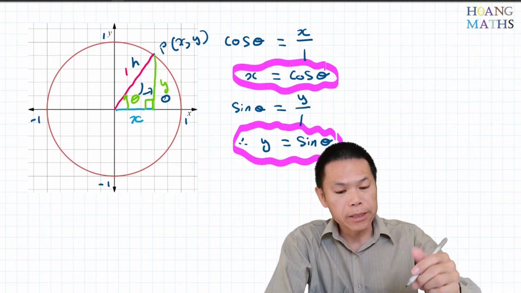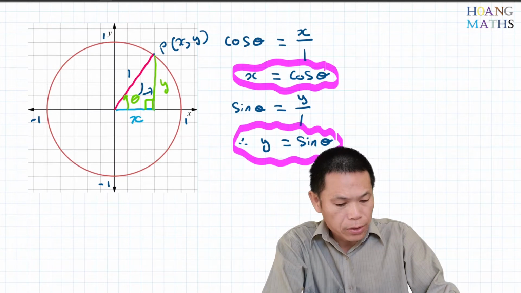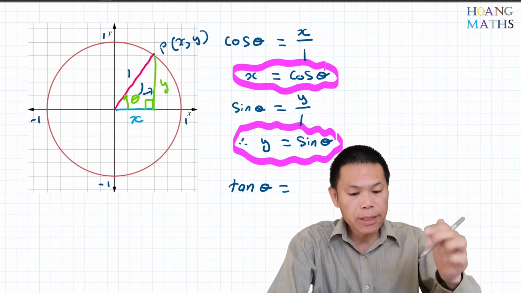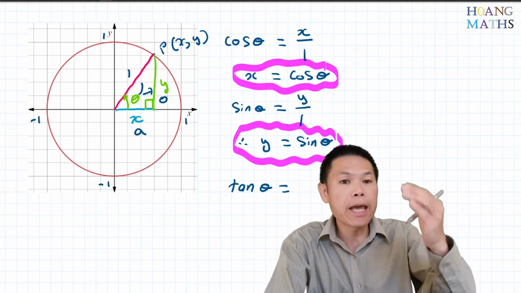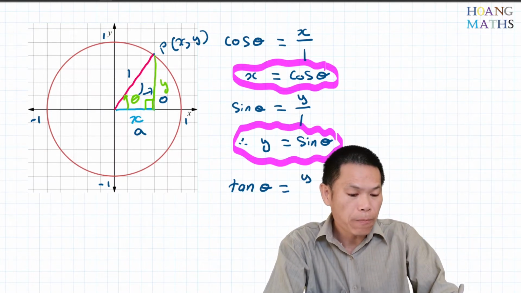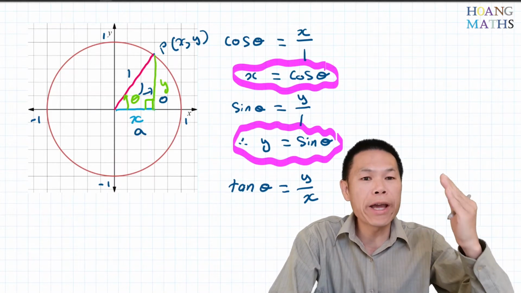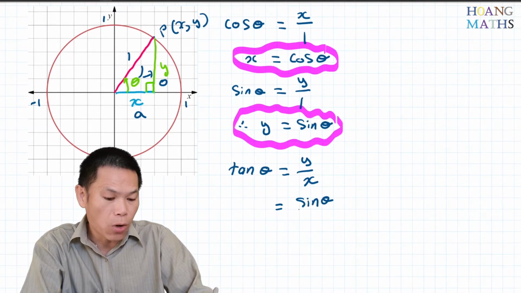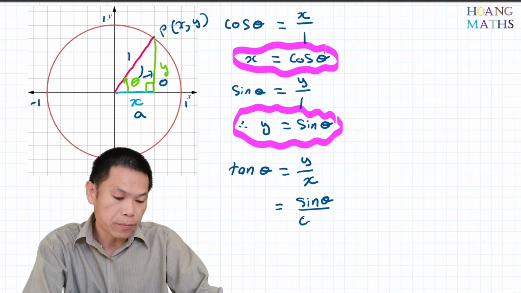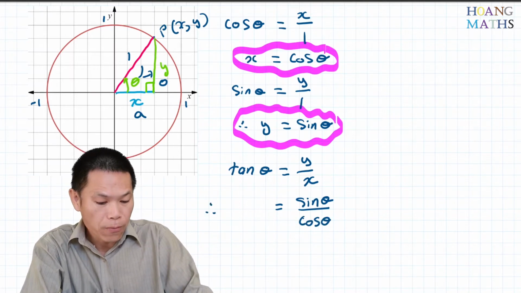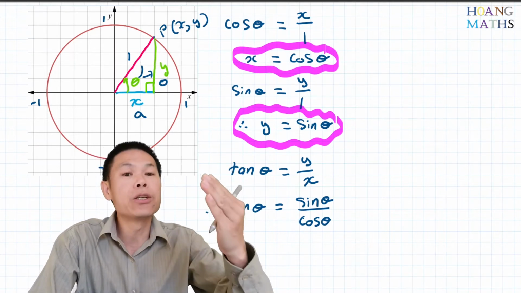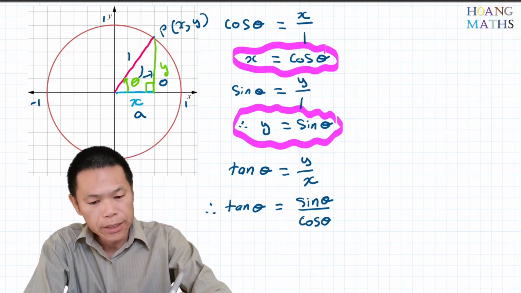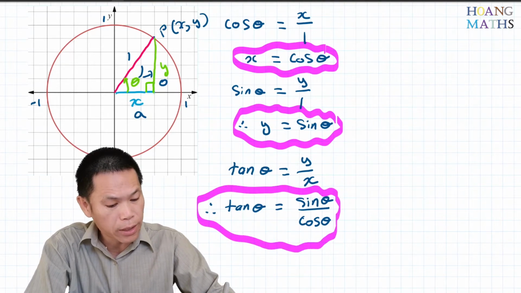So please remember this. Now to find tan of theta. Tan is opposite over adjacent. Opposite is y, adjacent is x, so y over x. But we know that y is sine theta, so that gives sine of theta over x. X is cos of theta. So therefore tan of theta is equal to sine of theta over cos of theta. Please keep this in mind for me, okay? So sine over cos is equal to tan.